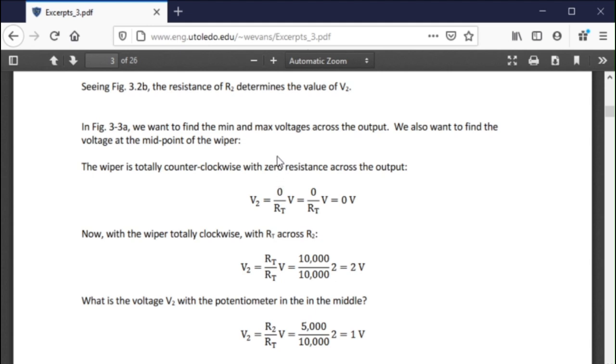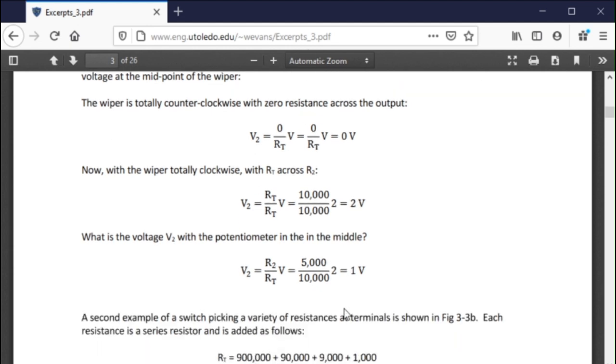So the minimum resistance across a potentiometer is the 0 value, and the max is the value of the input. In this situation, the maximum would be, if we had an input of 2 volts, the output would be 2 volts. If we have it right in the middle, it's half of that, or 1 volt.